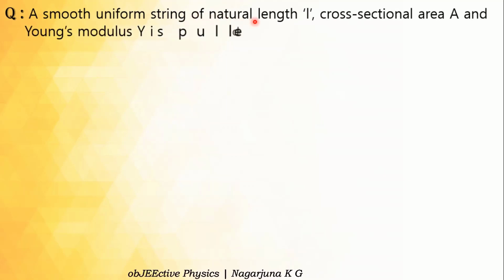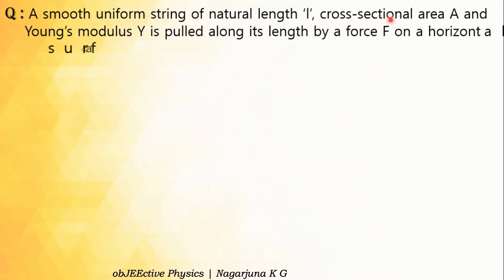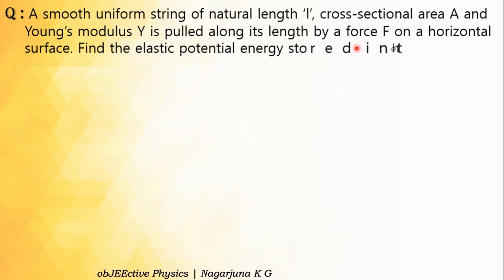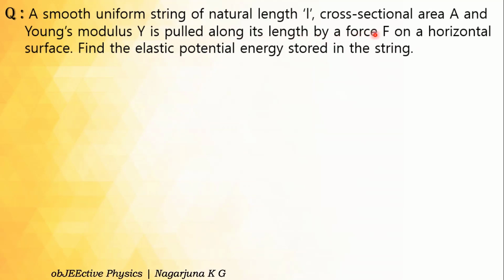Question. A smooth uniform string of natural length L, cross-sectional area A and Young's modulus Y is pulled along its length by a force F on a horizontal surface. Find the elastic potential energy stored in the string.